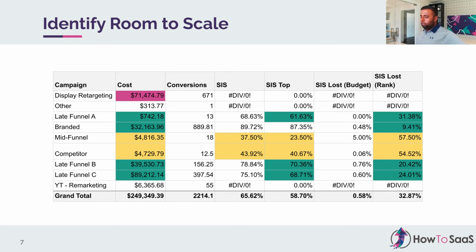So that late funnel C campaign that we see here, where $90,000 is being invested, this company's only showing up in the top 4 results 68% of the time. So a very quick win here is to get this number up to 90-ish%, and you would immediately see a ton more conversions and a ton more pipeline, and likely even more closed won deals.